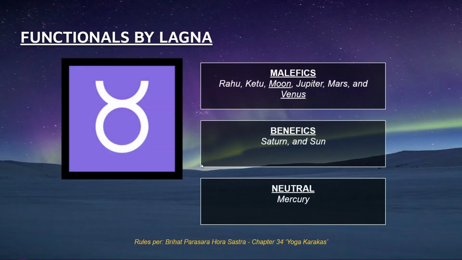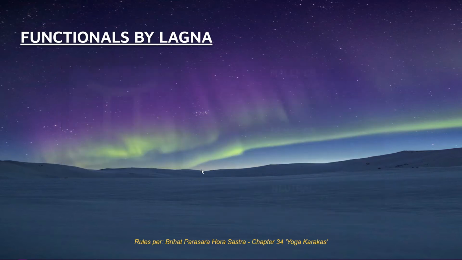Okay, moving on to Taurus lagna. Malefics include Rahu, Ketu, and an interesting twist, Moon. You'll have to look closely at the house ownership and other associations there to understand why that's classified as a malefic. It's a little bit beyond the scope of this video. But also Jupiter, Mars, and Venus, another shocker because Venus is at home in Taurus. You wouldn't assume that, but be careful because it's malefic for a Taurus lagna. Benefics include Saturn and Sun, and Mercury is the only neutral.